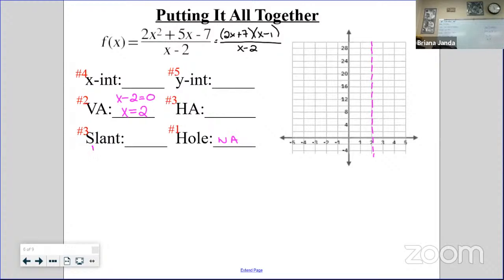It is big over little, which leads me to the fact that it has a slant asymptote, which automatically means no horizontal asymptote. So we did this work already on the last page, but to find this, we will divide and ignore the remainder. We wrote that into an equation of a line, which we got y equals 2x plus 9. We've already done all that work.